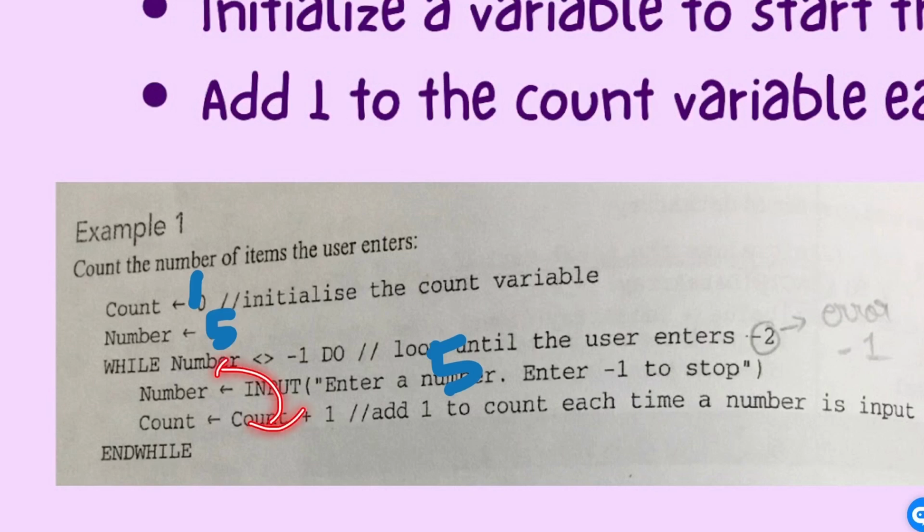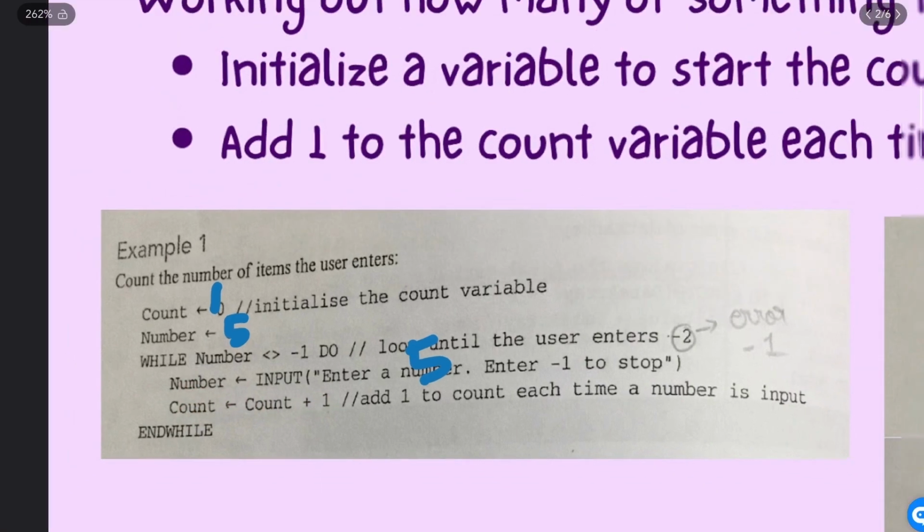And it continues again and again until -1 is entered. And the count increments each time. Now let's say a safe number was added again. So 1 plus 1, new total is 2. And it continues again. That's it.